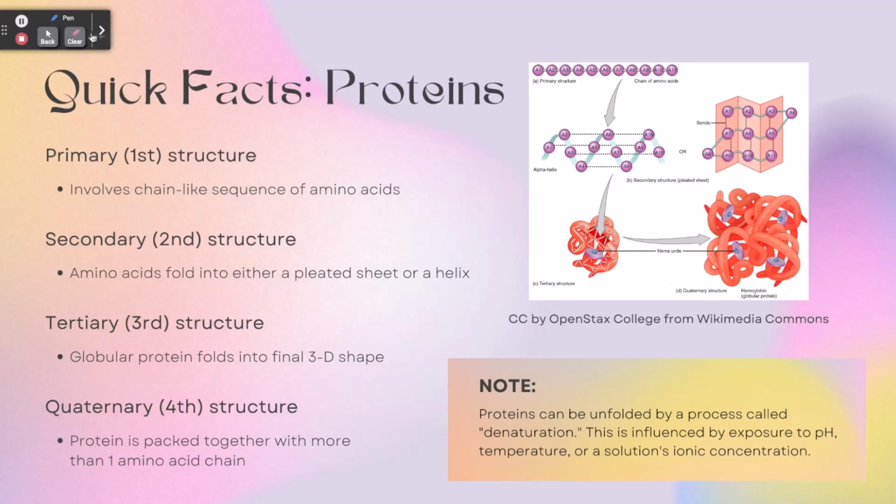So in my notes section here, I've put that proteins can be unfolded or damaged by a process called denaturation. This is influenced by the protein being exposed to pH, to temperature, or to a solution's ionic concentration.